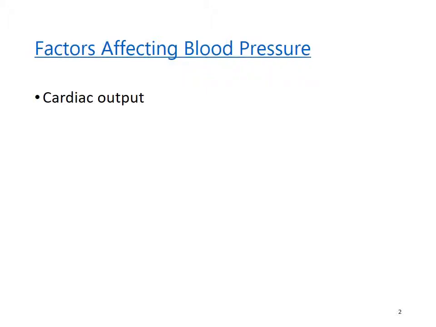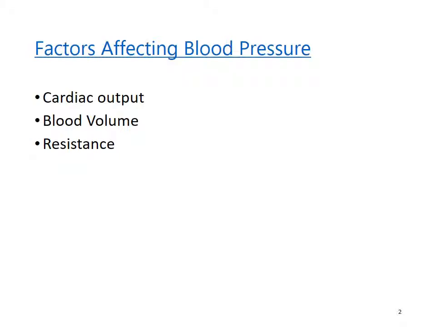Cardiac output. This is the volume of blood pumped out by the heart per unit time. If cardiac output increases, blood pressure would also increase. Blood volume is how much blood there is in the body. The more blood there is, the higher the blood pressure will be.